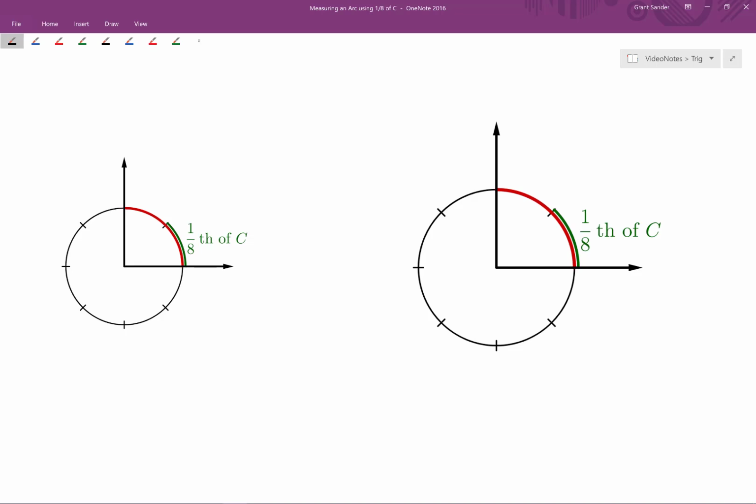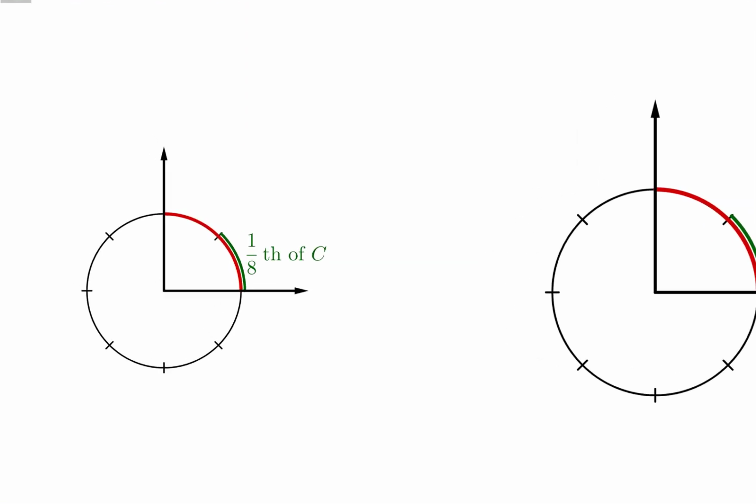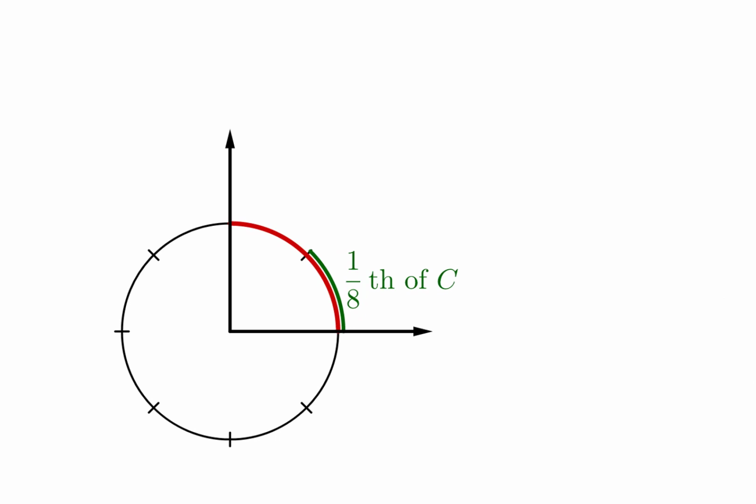In this video, we're going to look at how we can measure a subtended arc formed by an angle's rays using a fractional part of a circle's circumference. So let's look at this diagram to the left over here. Let's imagine we want to measure the arc subtended by the angle's rays, which is shown here in red, using 1/8 of the circumference of the circle, which is shown here in green.